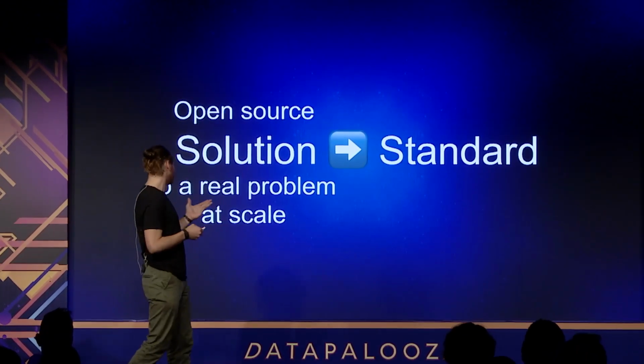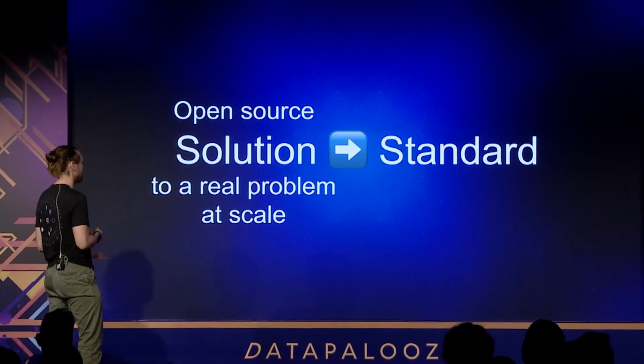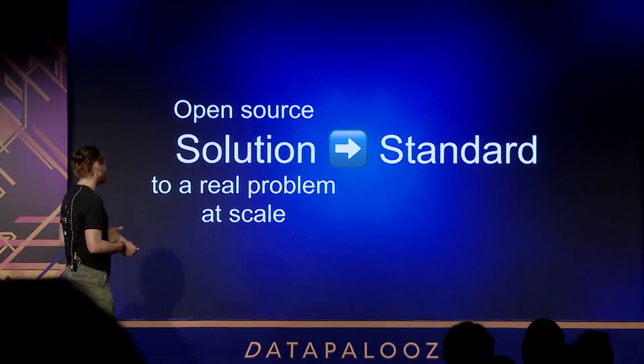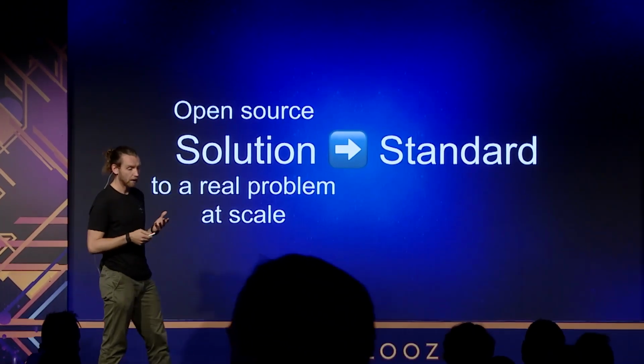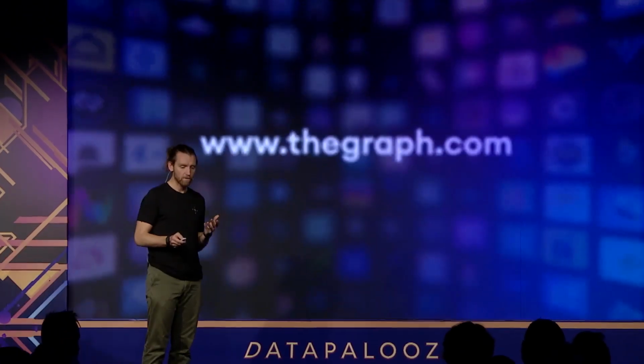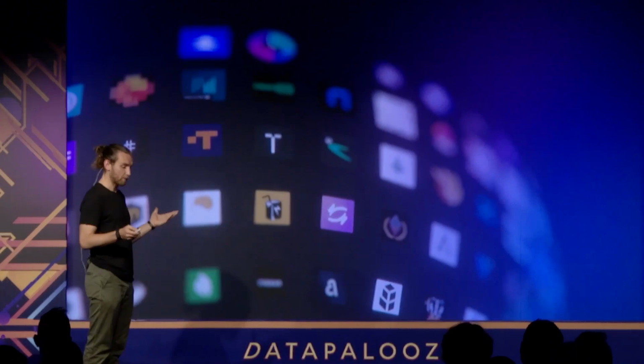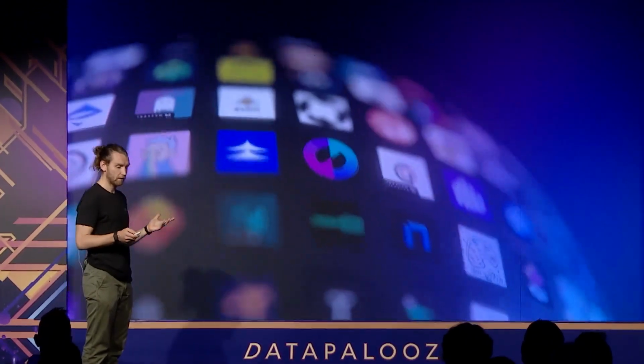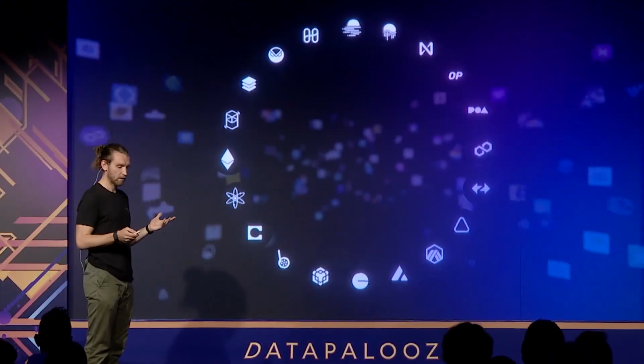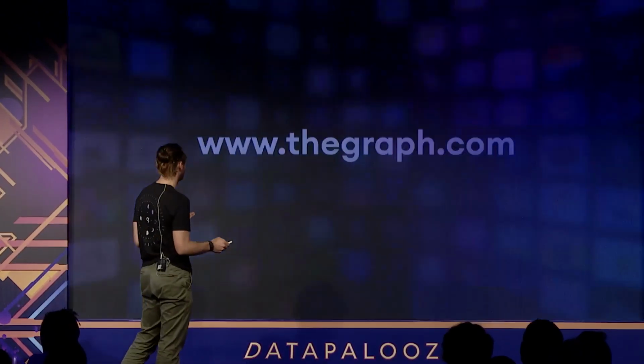As we try and create more open source solutions, making sure we're solving real problems, making sure we're scaling, getting towards more standards. And that's what we're trying to do as we work together on the graph, at least as I see it. This is a nice animation, so I'll let it run. A lot of chains, a lot of apps, thegraph.com.